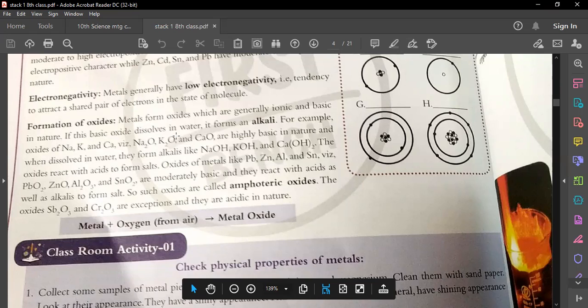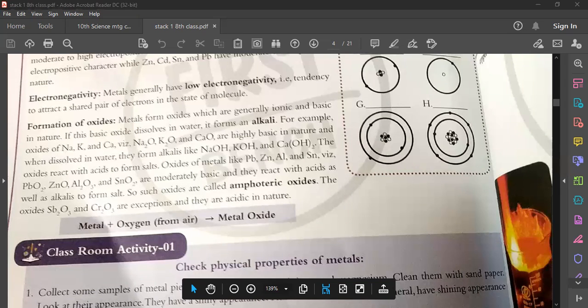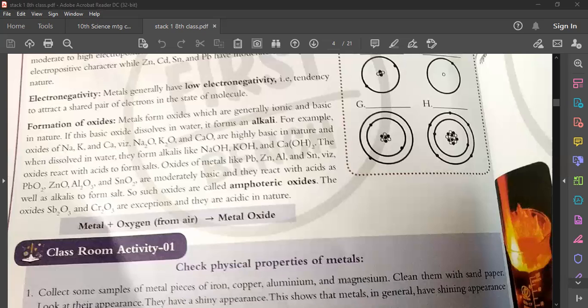Listen here carefully. When metal reacts with the oxygen, it will form the metal oxides. Metal oxides are two types. One is basic in nature, the other one is amphoteric in nature. Basic in nature we discussed already. If you dissolve in the water, it will form alkali.